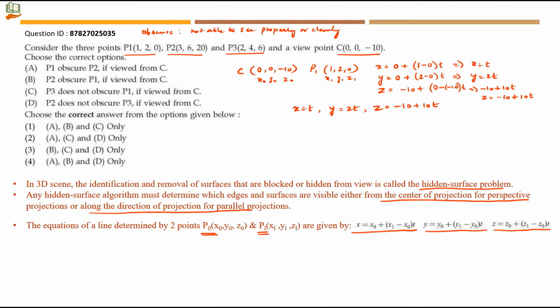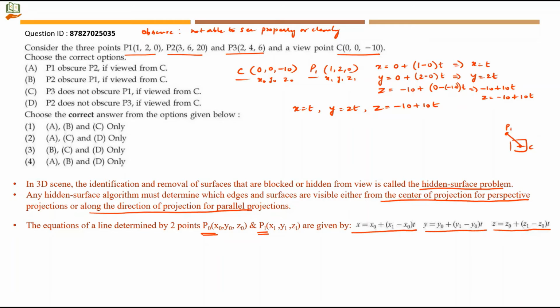This is between C and P1. So let's take a viewpoint here as C and let's take P1 here somewhere. So this is from C point to P1 point. We have found these line equations. Now we will determine whether P2 is lying on this line. Either A is possible or B is possible. So they say P1 is obscuring P2. In B they are saying P2 is obscuring P1.